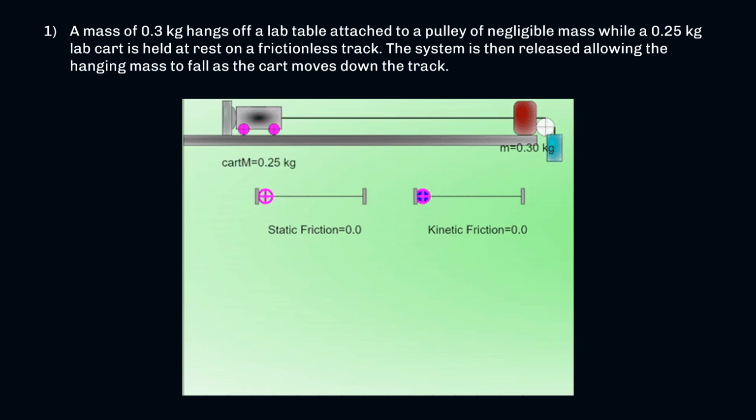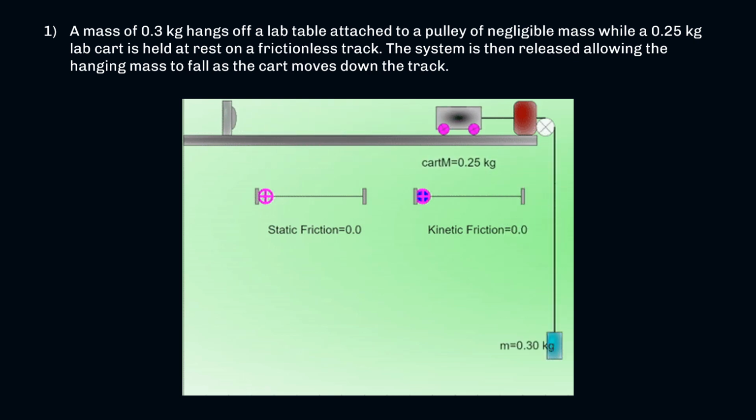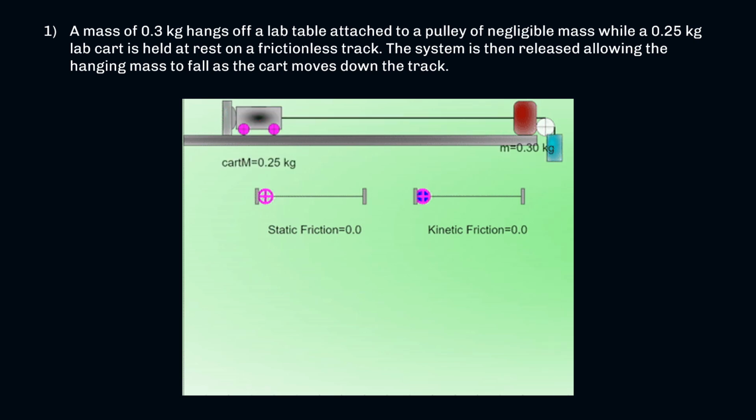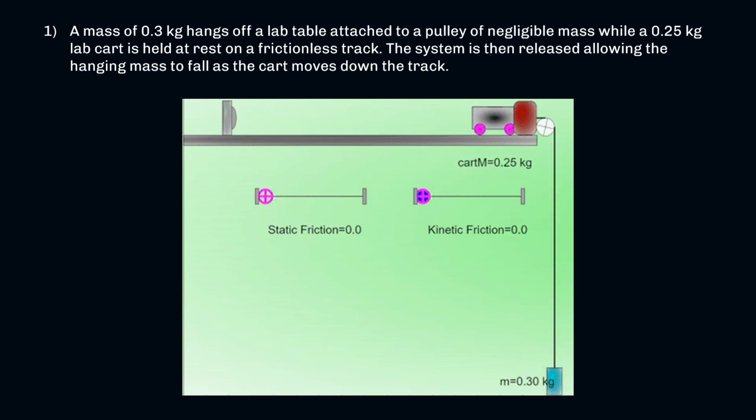Like a Pasco track, what we have in our class is the Pasco cars on the Pasco track. That's a frictionless system. Same exact idea if you have a Vernier cart on a Vernier track as well. So the system is then released, allowing the hanging mass to fall as the cart moves down the track.